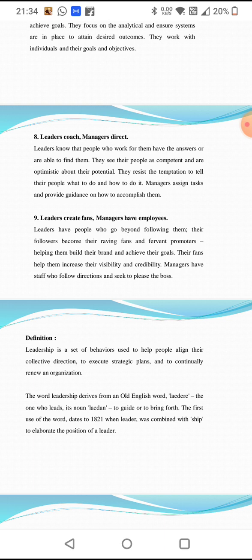Managers assign tasks and provide guidance on how to accomplish them. So leaders create fans and managers have employees. So what do you mean by that? Leaders have people who go beyond following them. Their followers become their raving fans and fervent promoters, helping them build their brand and achieve their goals. Their fans help them increase their visibility and credibility. Managers have staff who follow directions and seek to please the boss.